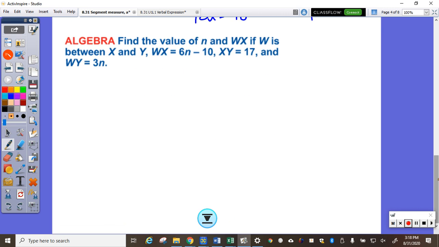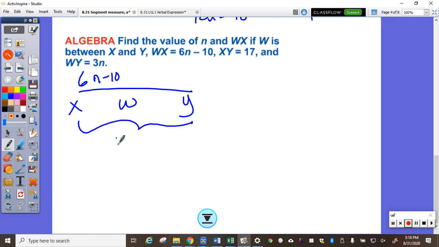Find the value of n and WX if W is between X and Y. So let's draw a line, X, Y, W. W is between X and Y. WX is 6n minus 10. XY is 17. And WY is 3n. So we would take 6n minus 10 plus 3n is going to equal 17. Solve for n, plug it back in.